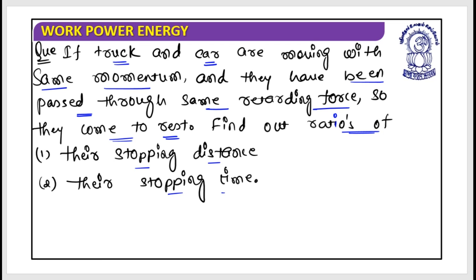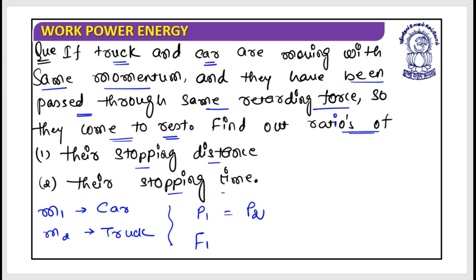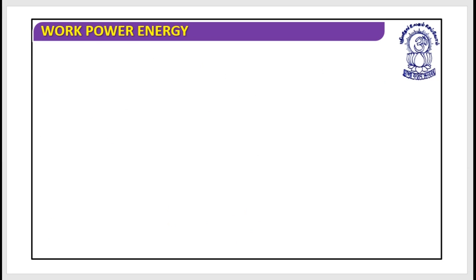So first let's work for the stopping distance. What all things have I been given? Mass 1, it is car. Mass 2, it is truck. Their momentum are same. Yes, so P1 equals P2. The applied forces are the same. F1 is equal to F2. So how should I do this? Let's work for the stopping distance first. First, the ratio of their stopping distance.